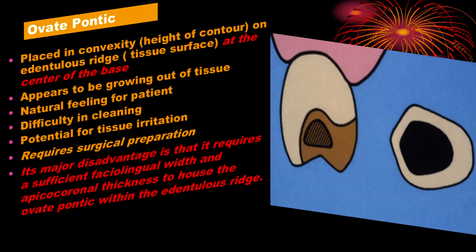طبعا هذا النوع من البونتيك يعطينا best aesthetic result، كأنه tooth is growing from the tissue، لكن it requires sufficient facial-lingual width and apicocoronal thickness to house the ovate pontic. يعني طبعا most of the time يحتاج هذا surgical pre-treatment حتى يعطي شكل concavity للريج حتى يقعد البونتيك بهالكونكافيتي. اوكي، يرادنا بري تريتمنت للريج حتى نهيئها تستقبل البونتيك. اوكي.